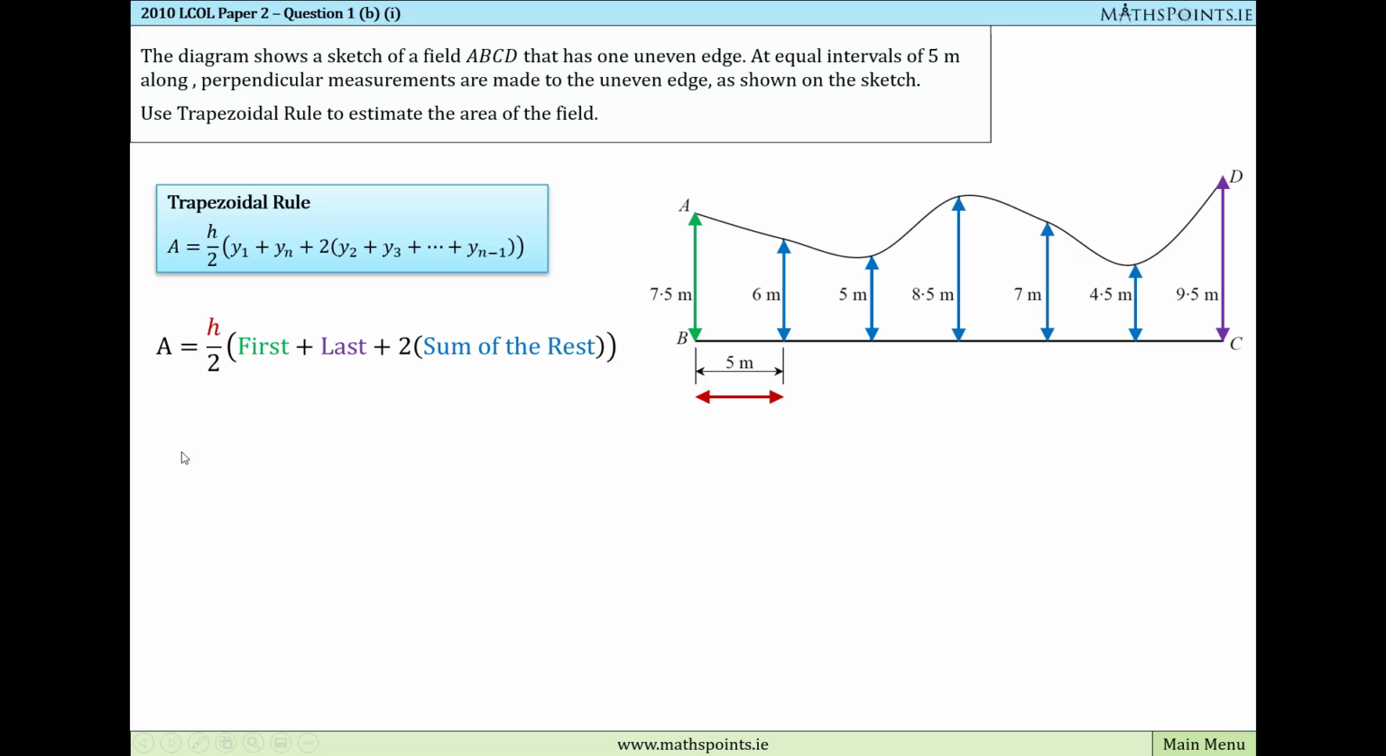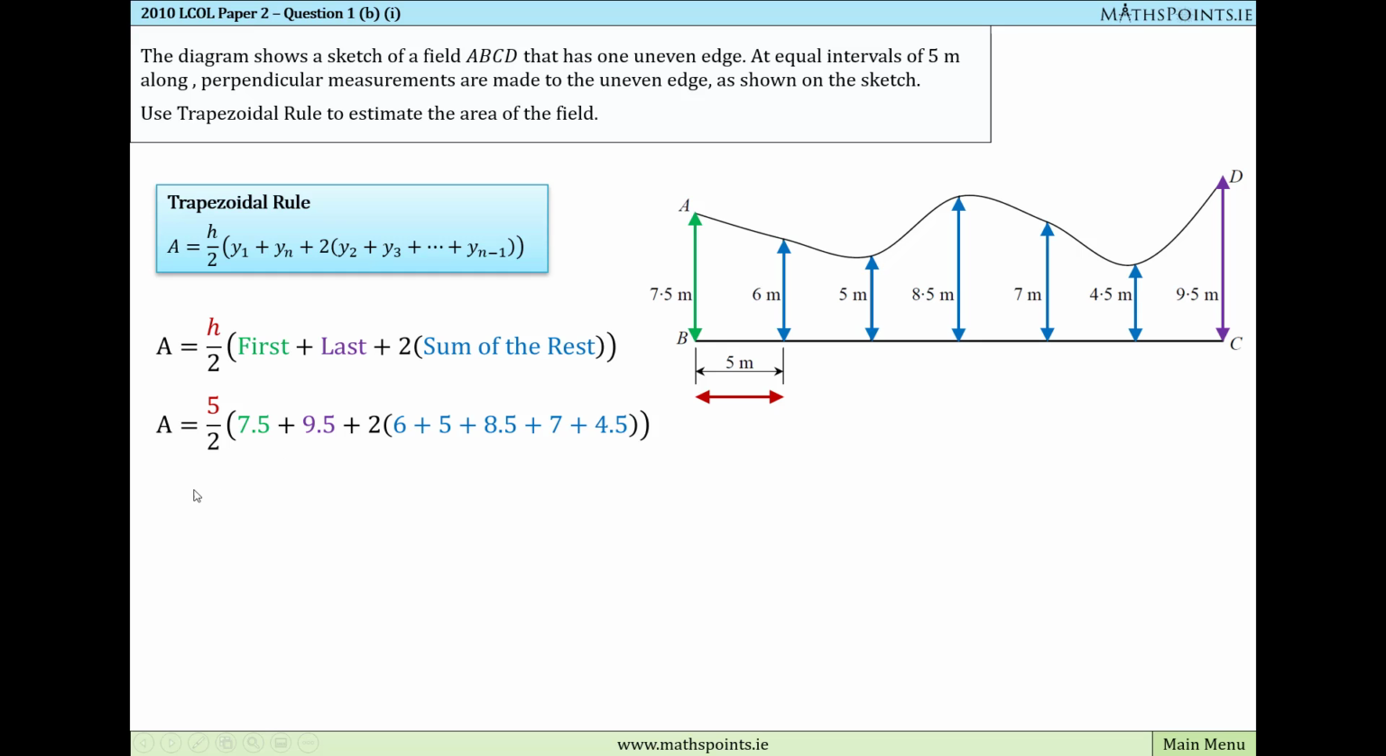So we sub these numbers into the formula. So h is 5 over 2. The first height is 7.5. The last height is 9.5, and then 2 times the sum of the rest of the heights, which are 6 plus 5 plus 8.5 plus 7 plus 4.5. So we do a bit of tidying up.